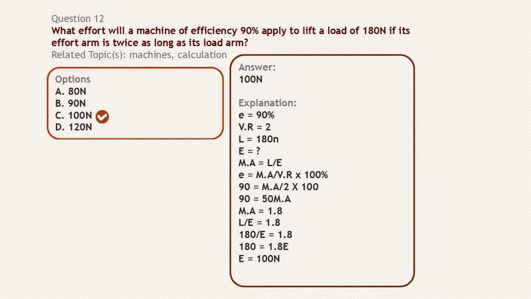Then we cross multiply this effort here. The effort here is the denominator, while this is the numerator. So we will cross multiply, and we are going to have 180 is equal to 1.8 E. To get the value of the effort, we then divide both sides by 1.8, and here we are getting 100 Newton. So the effort that will be applied by the user is 100 Newton.